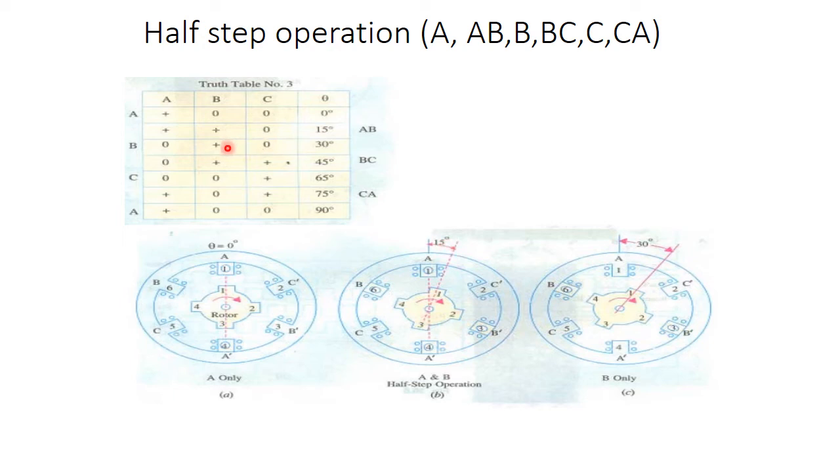And next is B is kept in the on position, your A is going to be in off position, so that you can move for next 30 degree. Next, your B and C are energized, so it will move to 30 plus 15, 45 degree. So this operation is called as half step operation. So your 30 degrees divided by 2, so we'll get it as 15. So your step angle is 15 here. So when you give each pulse here, the rotor position will take an angle of 15 degree.